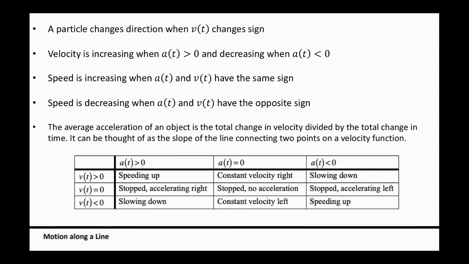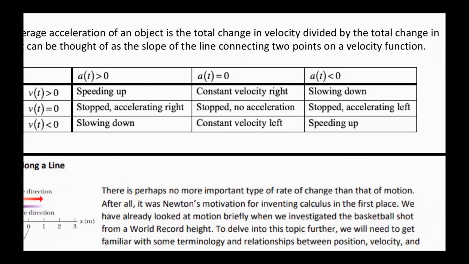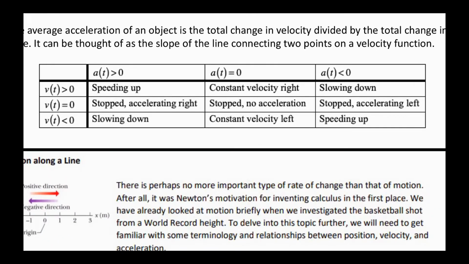Average acceleration of an object is the total change in velocity divided by the total change in time. It can be thought of as the slope of the line connecting 2 points on a velocity graph. So that's just pretty much saying acceleration is the derivative of velocity, okay? This is a table of what I just said. Sometimes it's easier to look at a table because they're gonna ask you, when is the particle at rest? Tell me when the particle or the object is at rest.